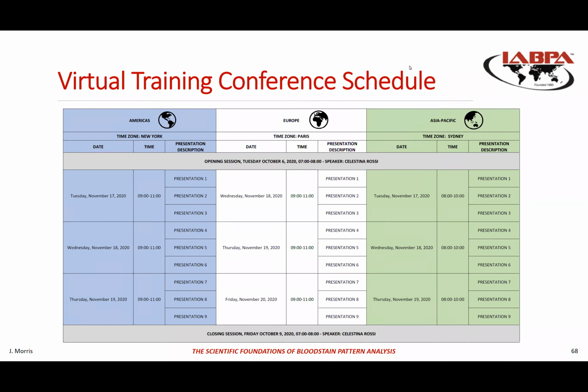If I can step in here, this is Eugene. For those of you who have any issues with the poll, go to the IABPA.org website, and on the contact form, send us an email and let us know that you were here, and we'll cross-check that and then get you the certificate. Thank you.